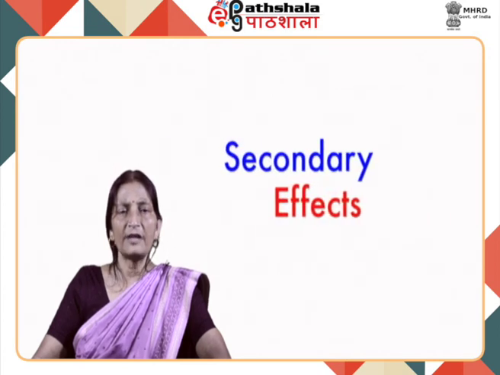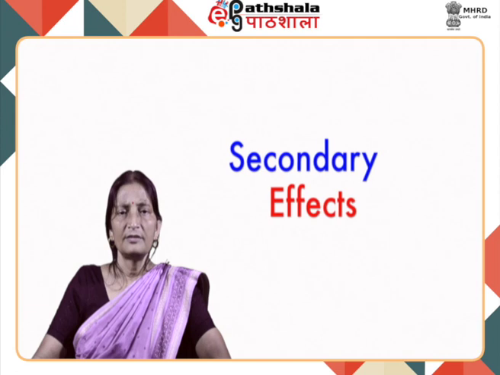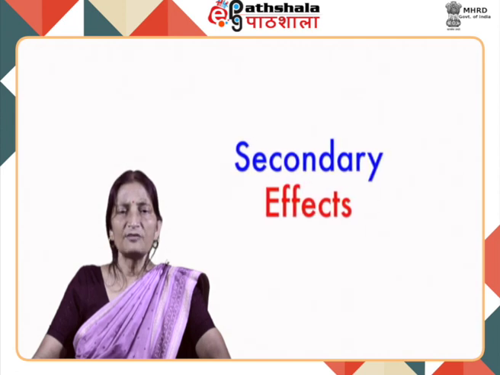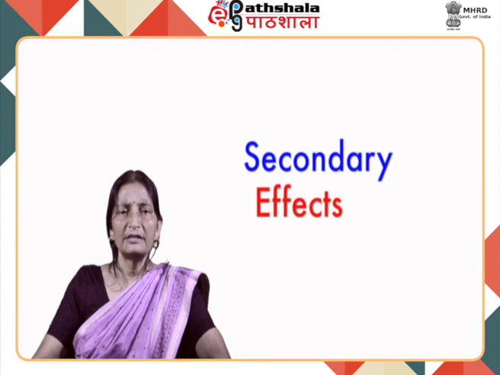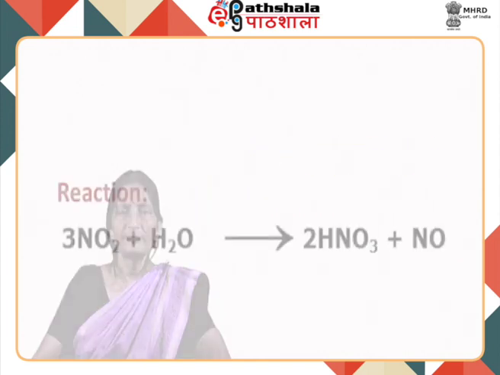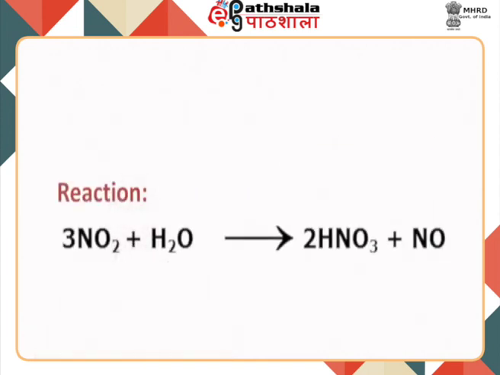Secondary effects of nitrogen dioxide. Nitrogen dioxide is involved in the secondary environmental pollution phenomena, namely acid rain. Nitrogen dioxide reacts with water vapor in the atmosphere to give nitric acid as shown here, and this is further washed down as acid rain. 3NO2 + H2O gives 2HNO3 + NO.